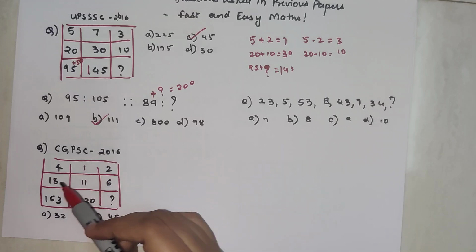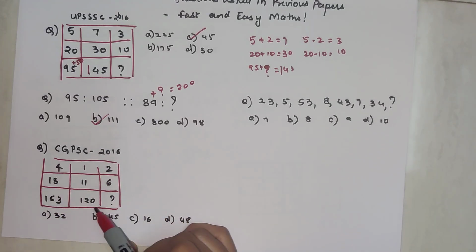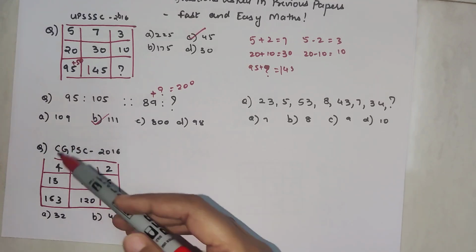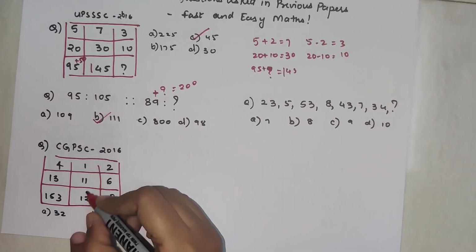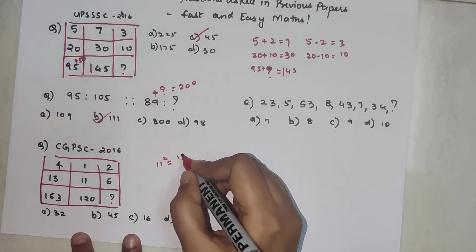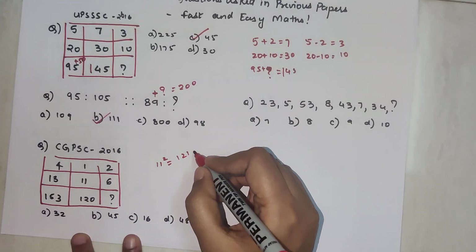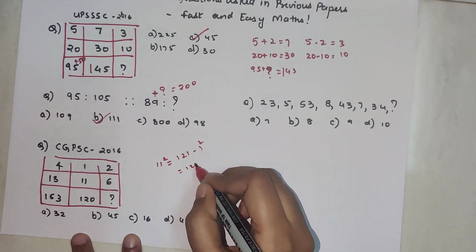So now the next question is 4, 1, 2, 13, 11, 6, 153, 20, and then what is going to be the next answer? That is what we have to find. Over here, most of you would have gone and tried something or the other, but trust me, the hint is very, very clear. 11 and 120. 11 square is how much? 121. And if you subtract 1 or 1 square, you get 120.